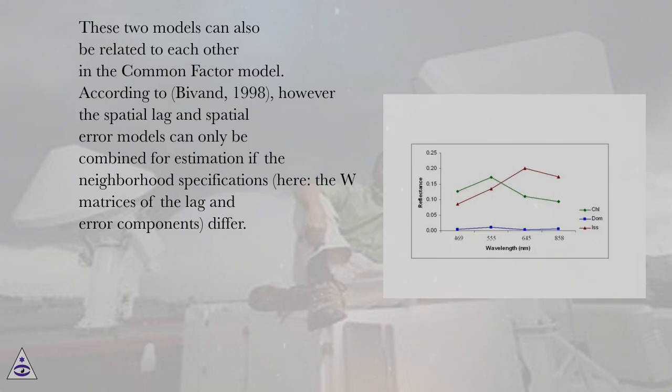These two models can also be related to each other in the common factor model. According to Anselin, 1998, however, the spatial lag and spatial error models can only be combined for estimation if the neighborhood specifications, here the W matrices of the lag and error components, differ.